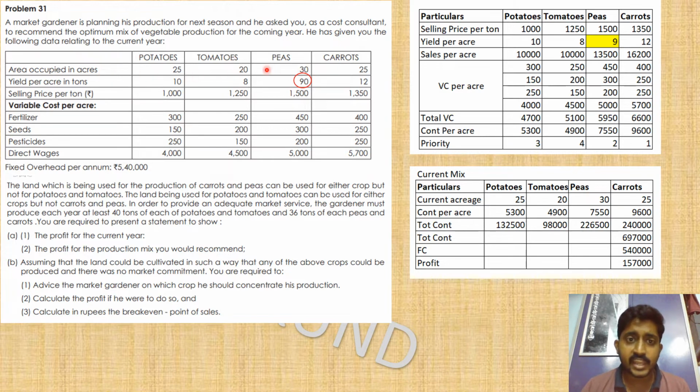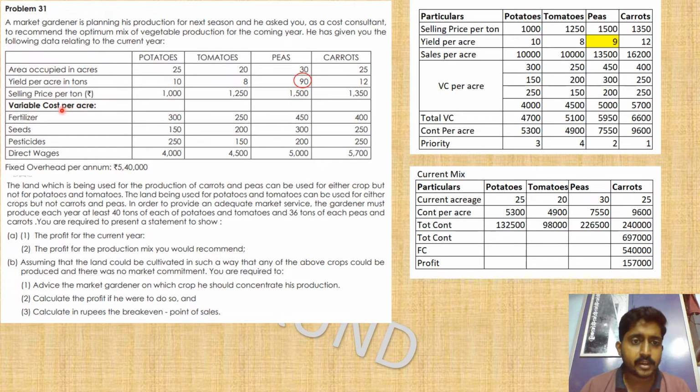So area in acres is given, and yield per acre in tons is given. Yield per acre is given, and also how many acres. Next, selling price per ton, so it is not in kg, selling price per ton is given.